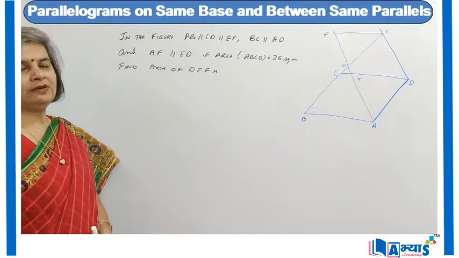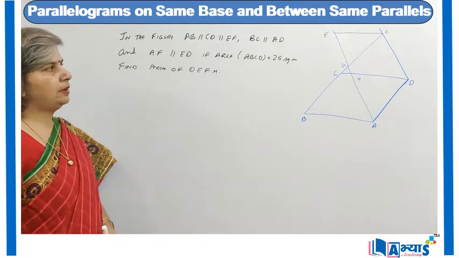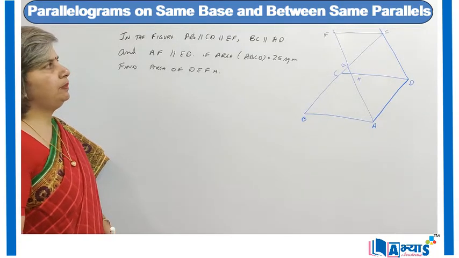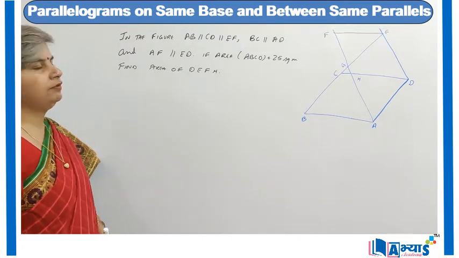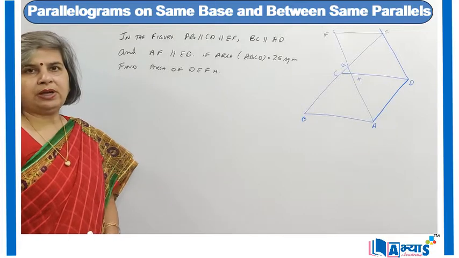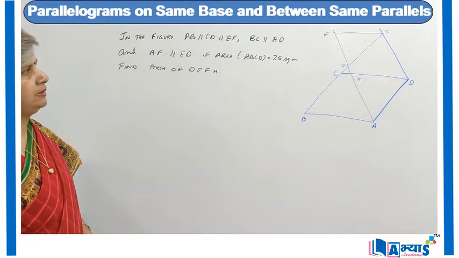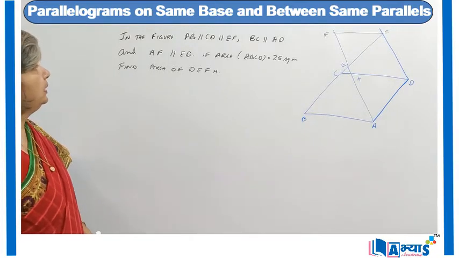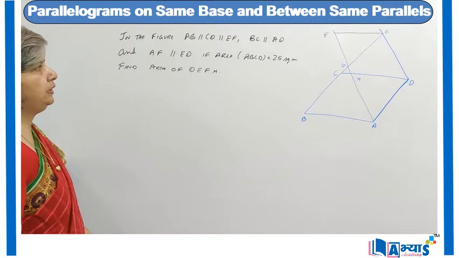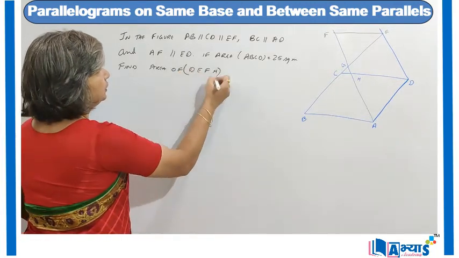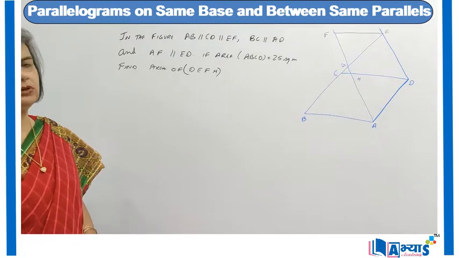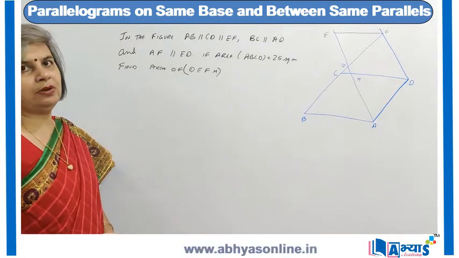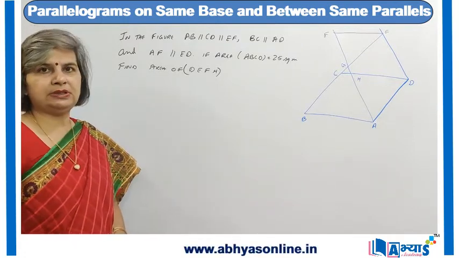Now in the question we are given that in the figure AB is parallel to CD, parallel to EF, and BC is parallel to AD and AF is parallel to ED, and we are given the area of ABCD as 25 square meters. We are supposed to find the area of DEFH. So for this we will use the concept of two parallelograms on the same base and between the same parallels.